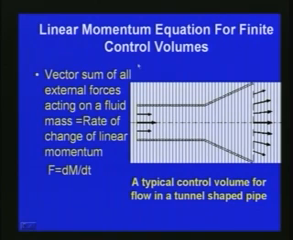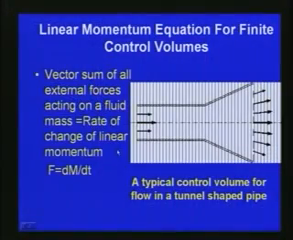So if you want to consider the linear momentum equation for a finite control volume like this, if you consider the section between this section and this section, we can find the vector sum of all external forces acting on a fluid mass, and that will be equal to the rate of change of linear momentum. So as per Newton's second law, the vector sum of all the external forces will be equal to the rate of change of linear momentum. So finally the linear momentum equation is obtained: F, the vector sum of all external forces, is equal to dm by dt, or the rate of change of linear momentum.